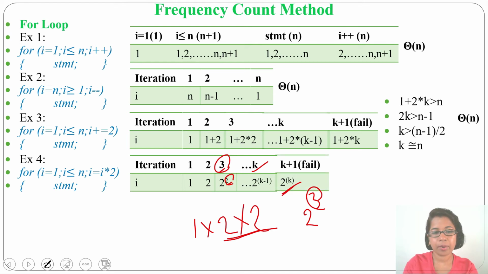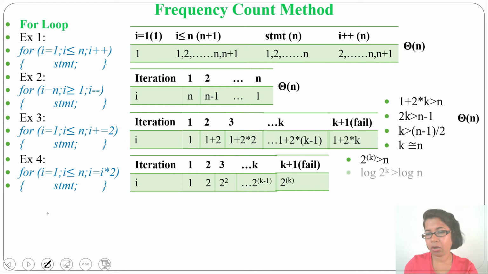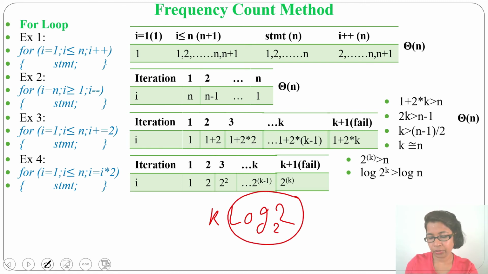Now when 2 power k is greater than n, it will fail. Till it is less than or equal to n, it will work. When it is greater than n, it will fail. Now take log on both sides. So log 2 power k is greater than log n. Log 2 power k we can write as k log 2, and we know log 2 base 2 value is 1. So you can write k greater than log n. Approximately you can say k equals log n, and running time will be theta of log n.